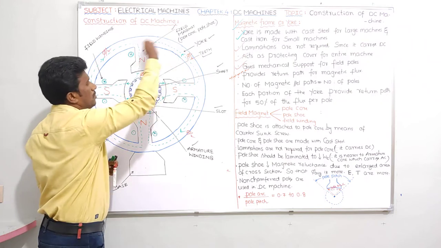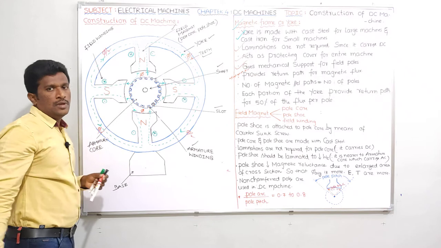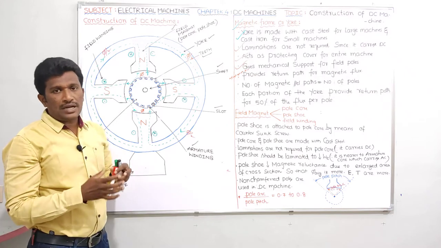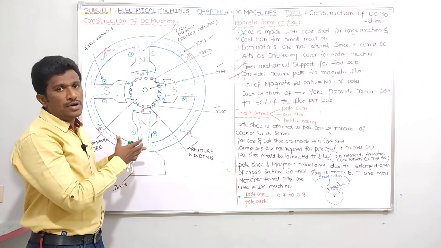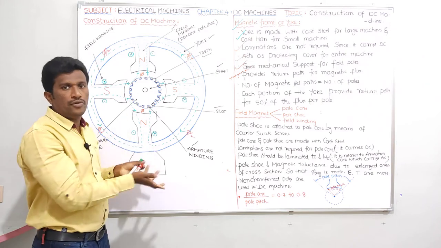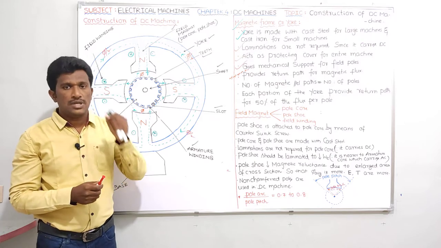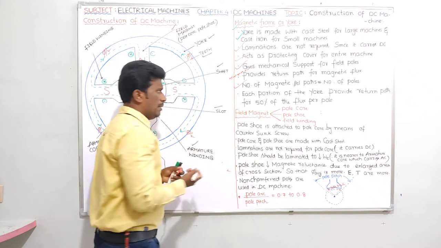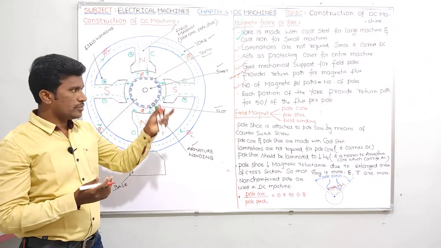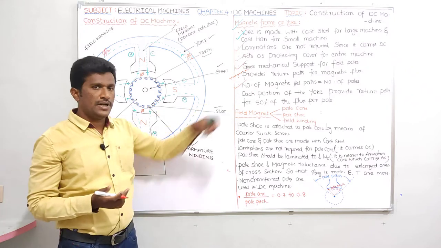Here pi by 2, pi by 2, pi by 2, next pi by 2. So the number of magnetic parallel paths in this figure is 4. Now what is the number of poles in this figure? Once again, 4. Therefore, the number of magnetic parallel paths is equal to the number of poles. That you have to remember. That is very important.